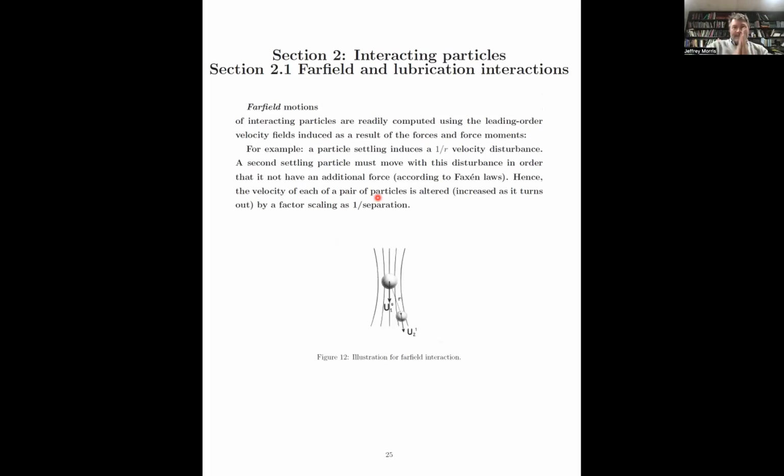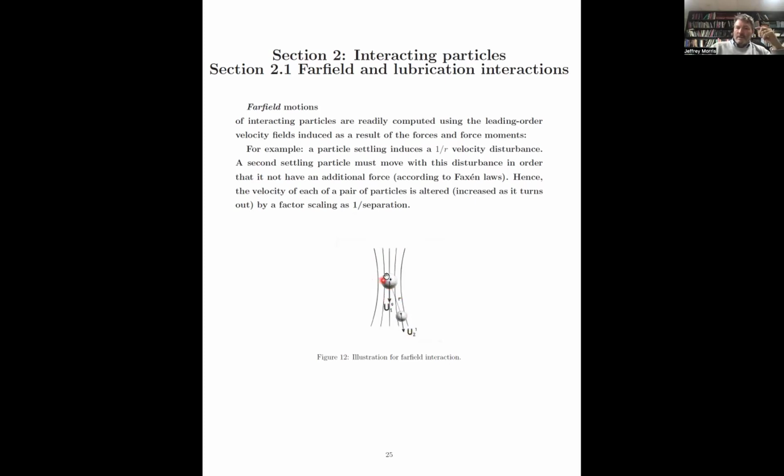Okay, so if we have interacting particles, a key idea is that one can split these into the far field and the near field. And so the far field interactions are computed using the leading order velocity field induced by the particle. So if I have a particle here, which is falling, and there's a neighboring particle, if the forces on these are precise values, for example, their weight relative to the surrounding liquid, then that force can't be changed by this particle moving.